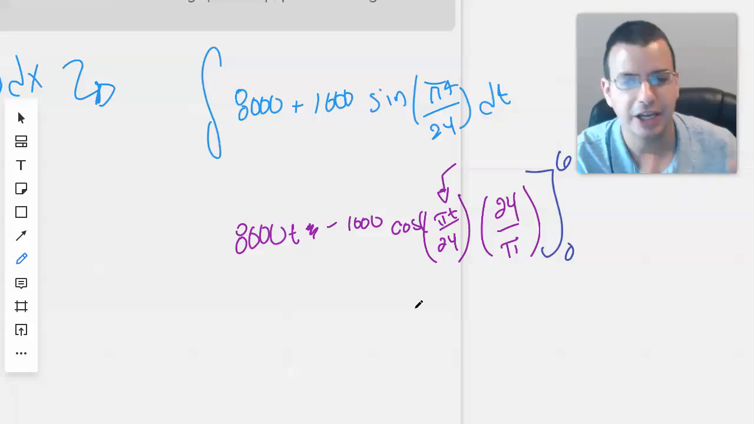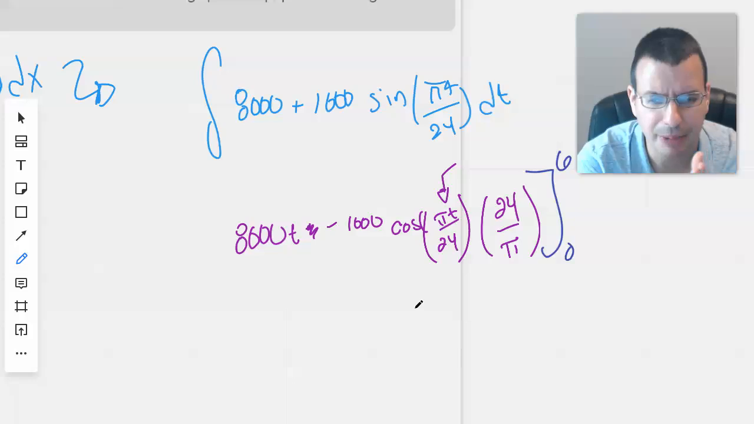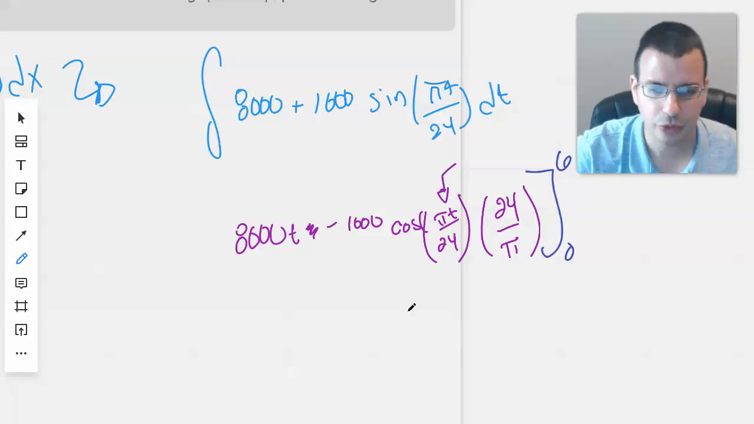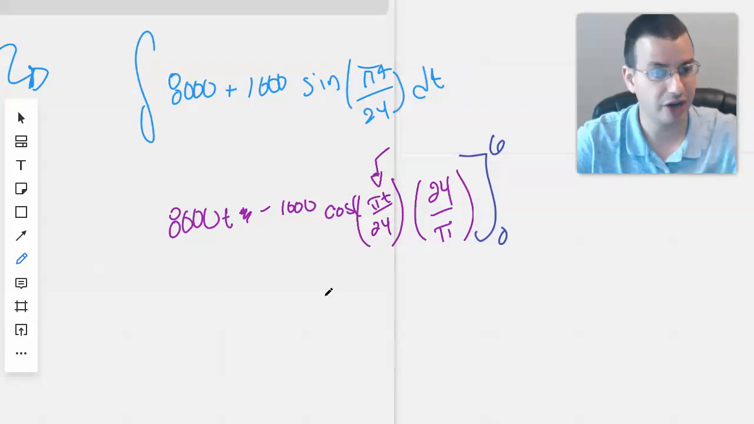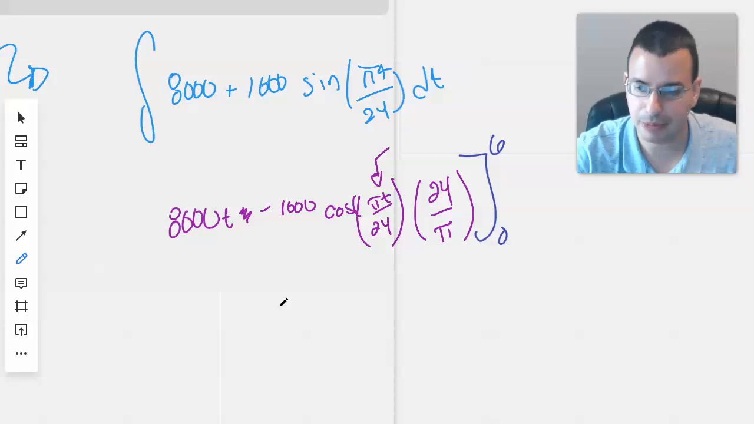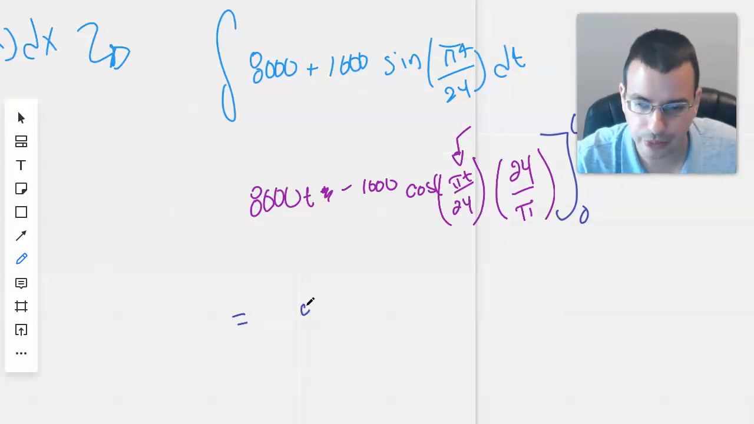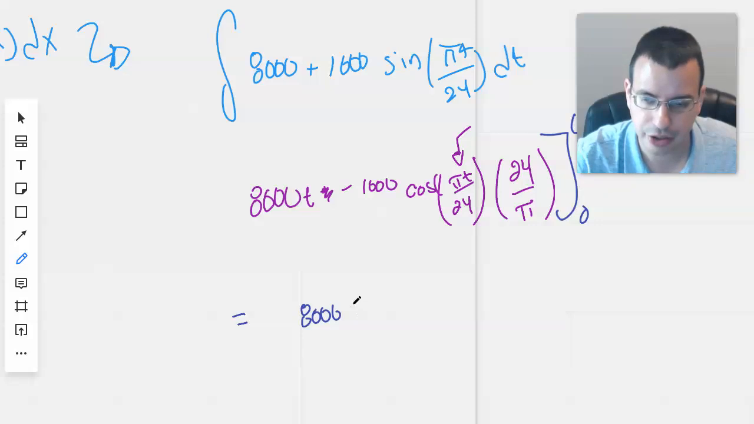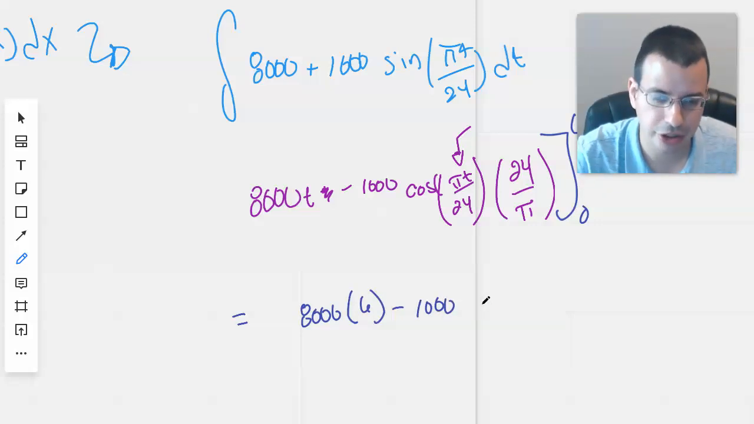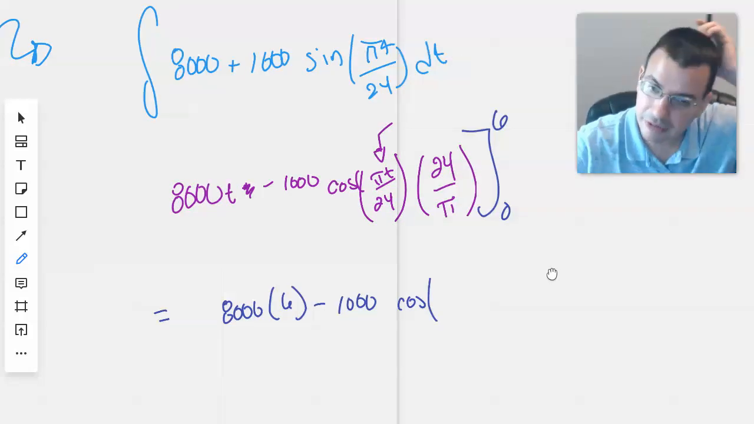Okay. And this will give us the total. This will give us the area under the curve. So this will give us something like population times months, which doesn't even make sense, which is why we'll divide by the months at the bottom. It'll give us the average population. So we'll do 8,000 times 6 minus 1,000 cosine of pi, 6 pi over 24.